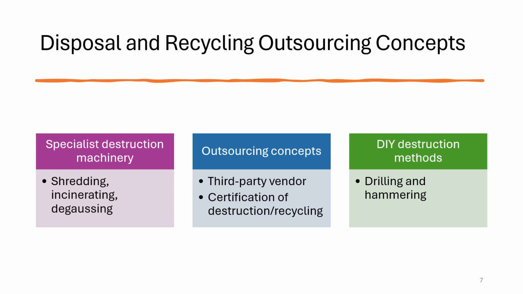Specialist destruction machinery. Organizations often lack the specialized equipment for secure data destruction. This includes, one, industrial shredders for physical destruction of hard drives, SSDs, and other media. Two, high temperature incinerators for complete destruction of data storage media at high temperatures. And three, degaussing machines, which expose storage media to strong magnetic fields, scrambling data on HDDs, not recommended for SSDs.